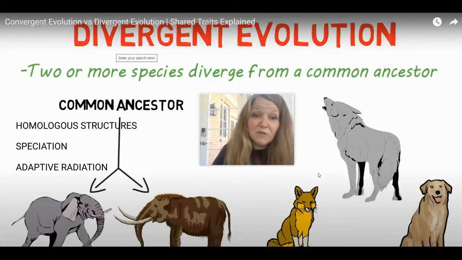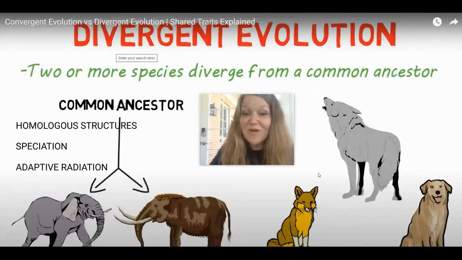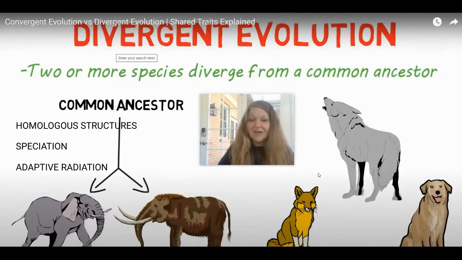And when two or more species have developed from a common ancestor, that's speciation. Again, adaptive radiation is when several species have diverged from a common ancestor. So, all of this terminology, again, homologous structures, speciation, adaptive radiation. This is all terminology that falls under divergent evolution.